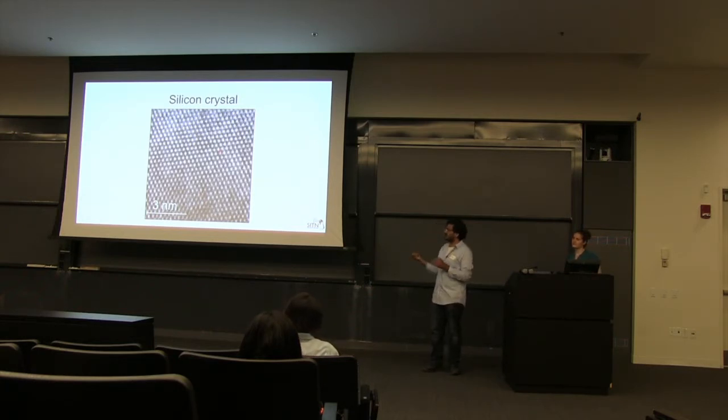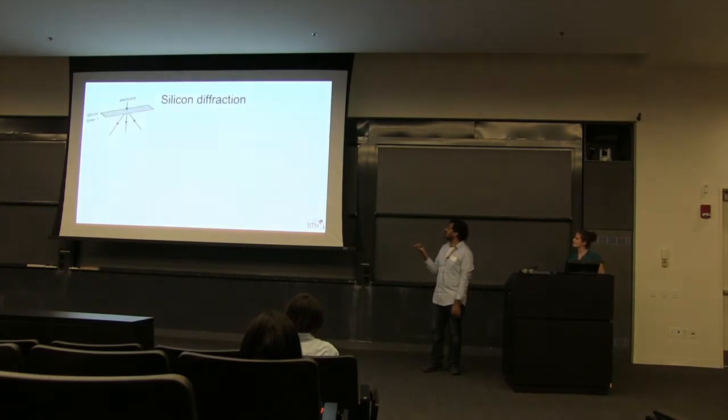And so what we can do is take an electron diffraction pattern from this. So we pass electrons through this silicon layer, and this is what we get.